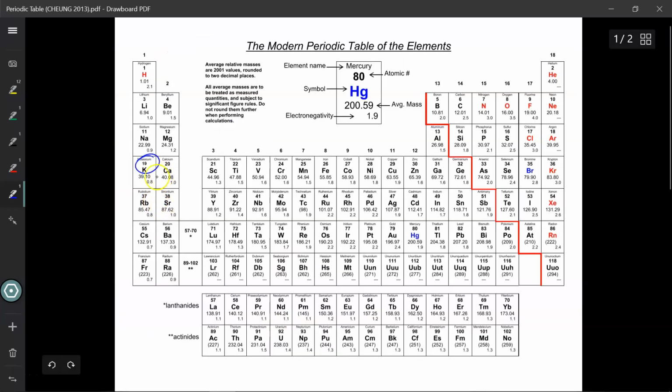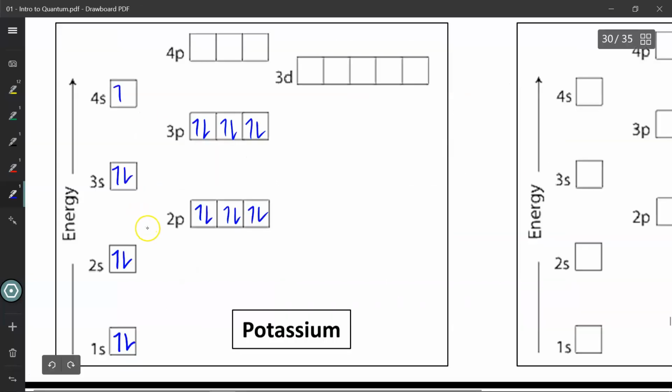Now if you recall, potassium is a group 1 element, so it should have 1 electron in its valence shell. Valence shell means outermost shell, and in our outermost shell, look at that, 1 electron in the outermost shell, and it matches up for potassium.